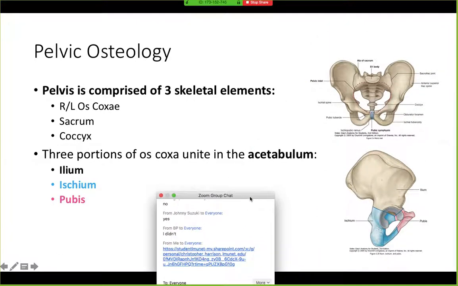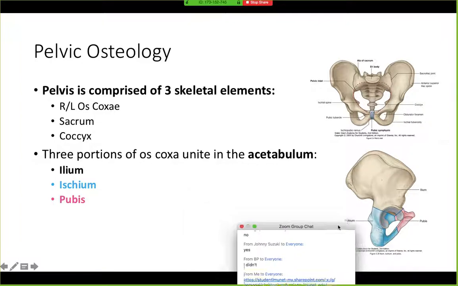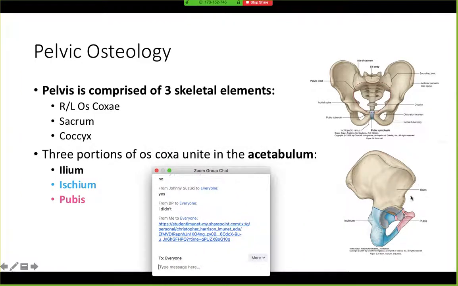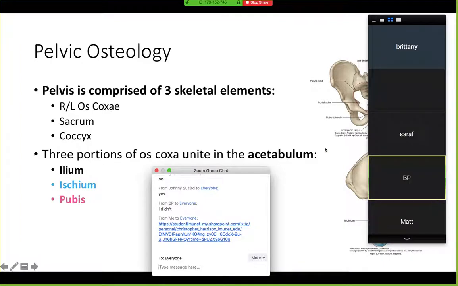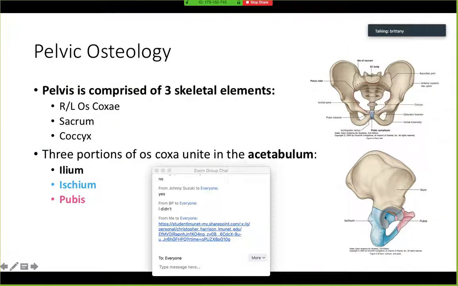All right, so pelvic osteology. Your pelvis is made up of 3 different bones. You have 2 os coxa, and then your sacrum and your coccyx. This image right here is a really important place to start. Make sure you know the difference between the ilium, the ischium, and the pubis. The pubis is going to face anteriorly, and then the ischium will face posteriorly.